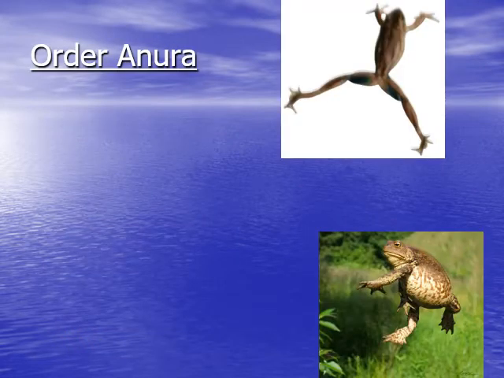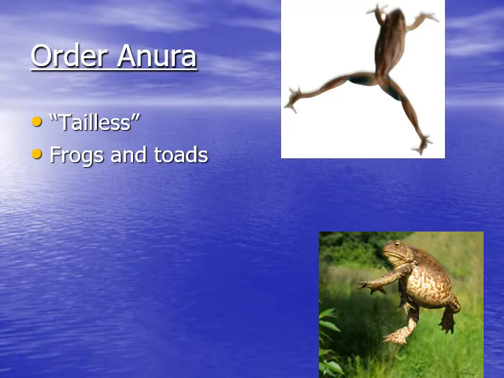All right, so now we'll go through some of the orders of our amphibians and talk about what organisms are there and what characteristics they have. So our first order is Anura, and this means tailless. So these are going to be amphibians that at the end of their metamorphosis lack a tail. So of course this includes your frogs and your toads, like you see in our pictures over here.